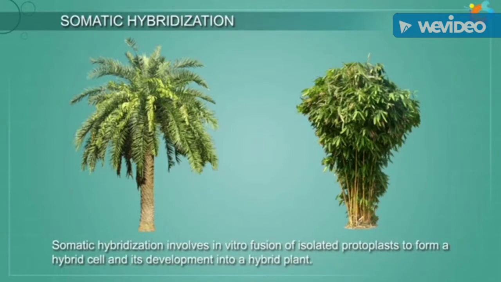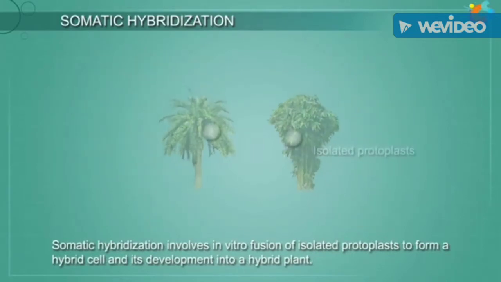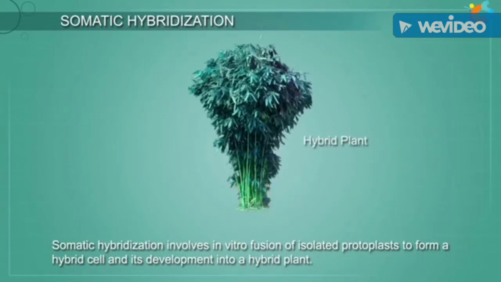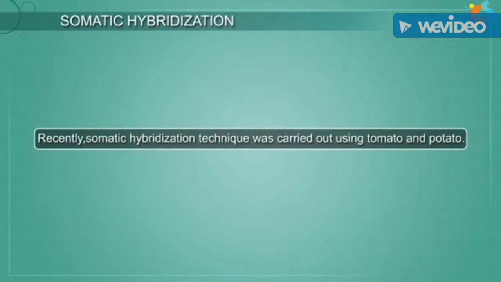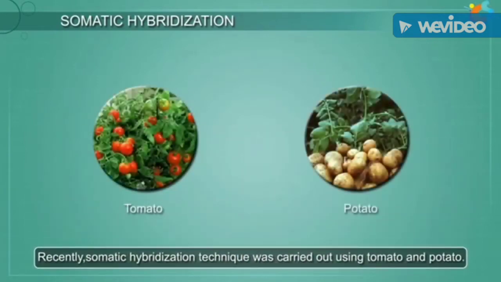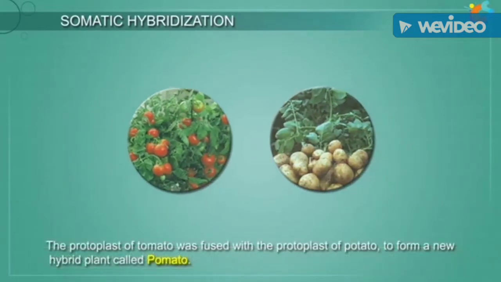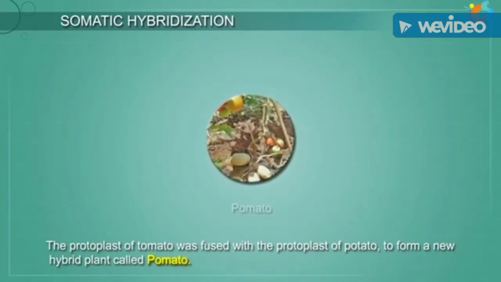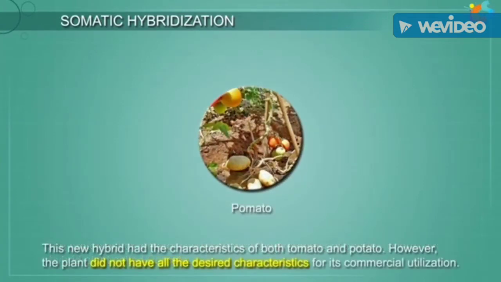Somatic hybridization involves in vitro fusion of isolated protoplasts to form a hybrid cell and its development into a hybrid plant. Recently, somatic hybridization was carried out using tomato and potato. The protoplast of tomato was fused with the protoplast of potato to form a new hybrid plant called pomato. This new hybrid had the characteristics of both potato and tomato. However, the plant did not have all the desired characteristics for its commercial utilization.